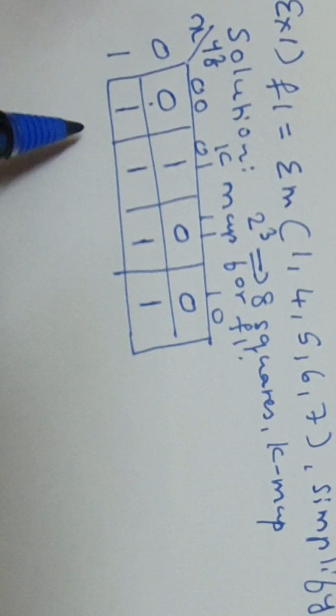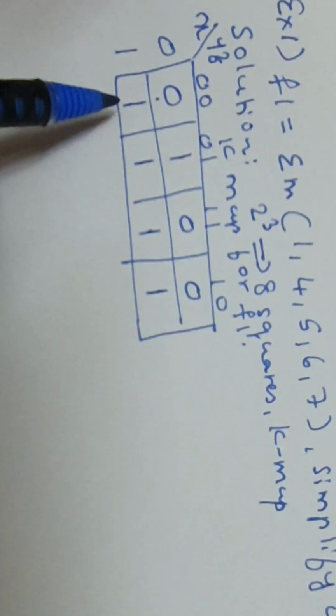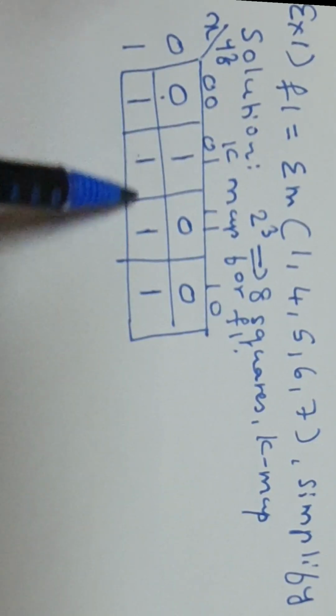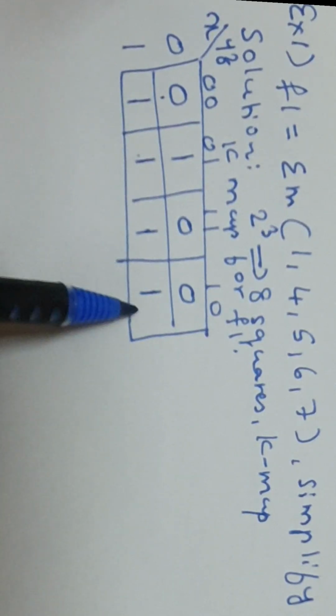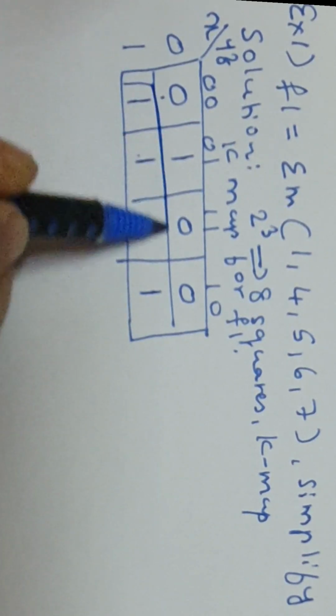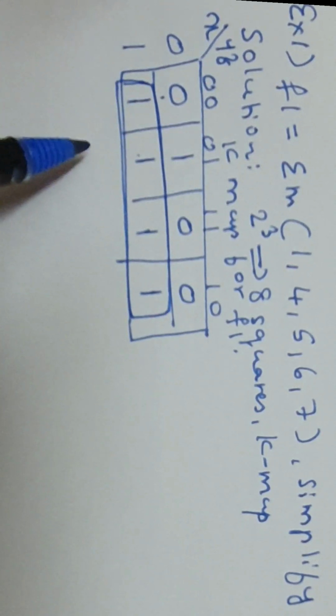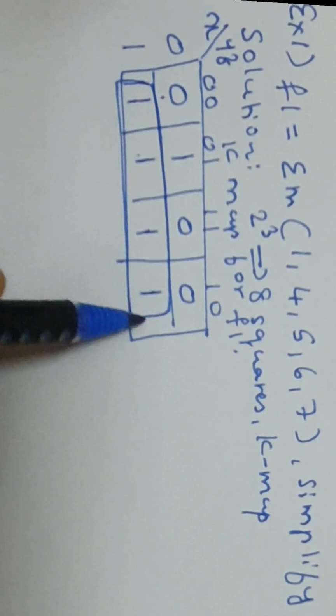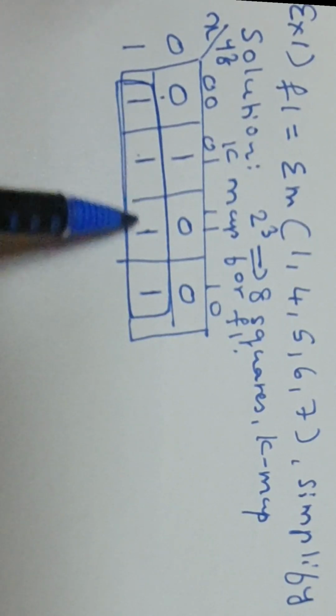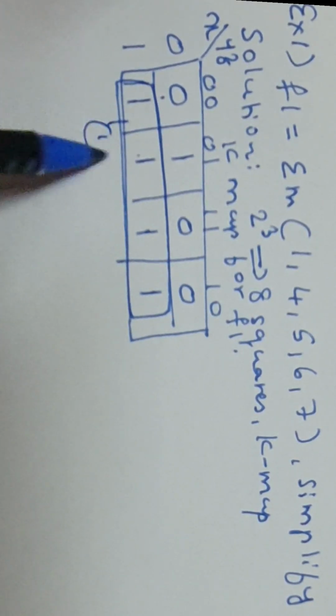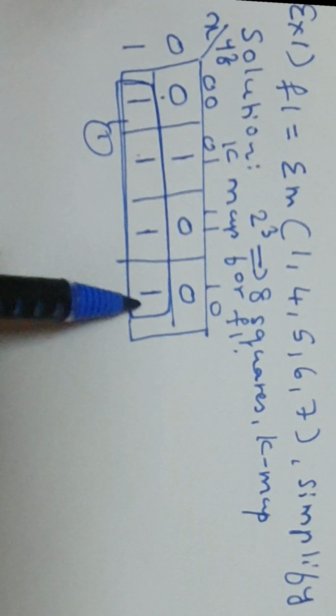Next we'll have to group this, right? So how to group this? Now here 1, 2, 3, 4, they are adjacent ones. It's a rectangular group we can draw. A diagonal group we cannot draw. So a rectangular shaped group having adjacent ones. So this is group 1. So 4 ones are covered.